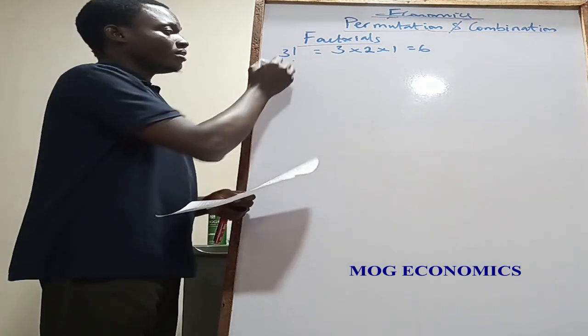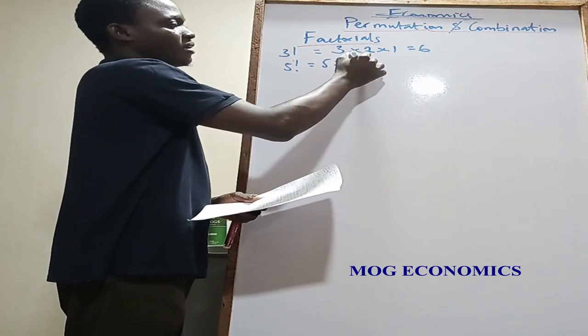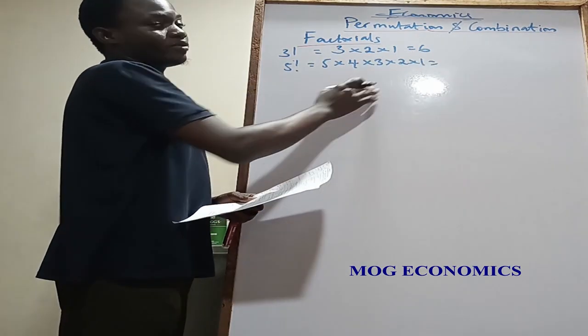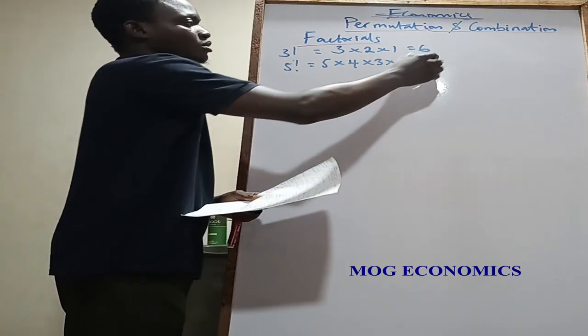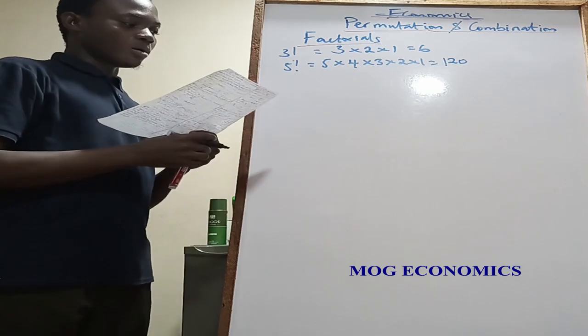That's all. So we have 5 factorial. It's 5 multiplied by all the numbers before it: 5 times 4 times 3 times 2 times 1. So 5 times 4 is 20, times 3 is 60, times 2 is 120. That's just the thing about factorial.